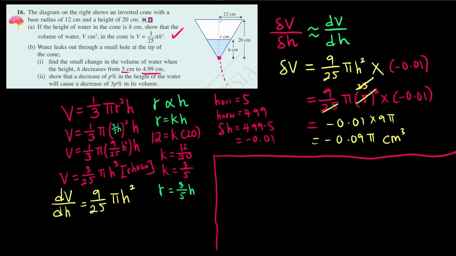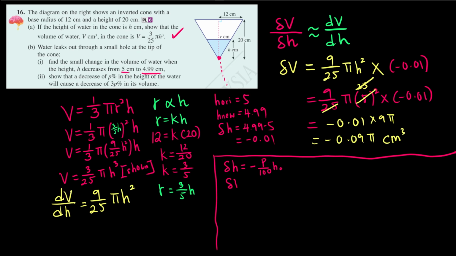Part 2 of the question asks us to show that a decrease of p% in the height of water will cause a decrease of 3p% in its volume. So we know the small change in height is going to be a decrease, which is represented by a negative sign. P% means it's p over 100 as compared to the original height. I use h original to represent the height. And this causes a decrease of 3p% in its volume, so this is what we want to find.